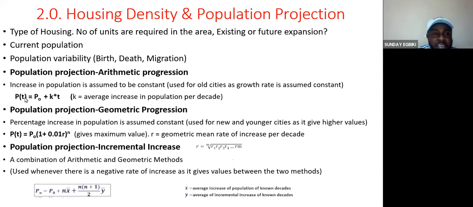In such a case, if you are going to project, assume we are here this year and now, and we want to project into 10 years' time, this formula will give you the population in 10 years' time, which equals the current population plus this constant rate of increase times the design period, which is 10 years. If the constant rate is 4%, you multiply 4 by 10 and add it to the current population we have now. In such a case, you will get the population you are forecasting for the 10 years period.